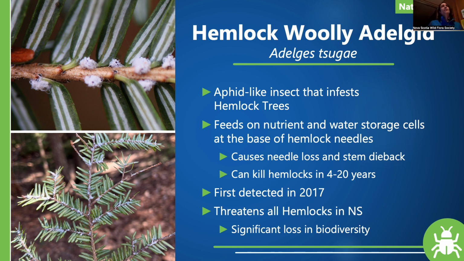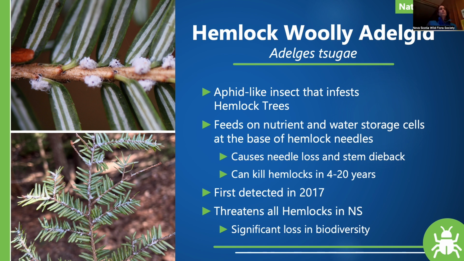They have a very long feeding proboscis that they stick into the stem, and they feed on the nutrients and water storage cells at the base of these hemlock needles. Over time, this feeding causes needle loss and stem dieback. And when these insects get into large numbers, despite their small size, they can kill hemlocks in 4 to 20 years.